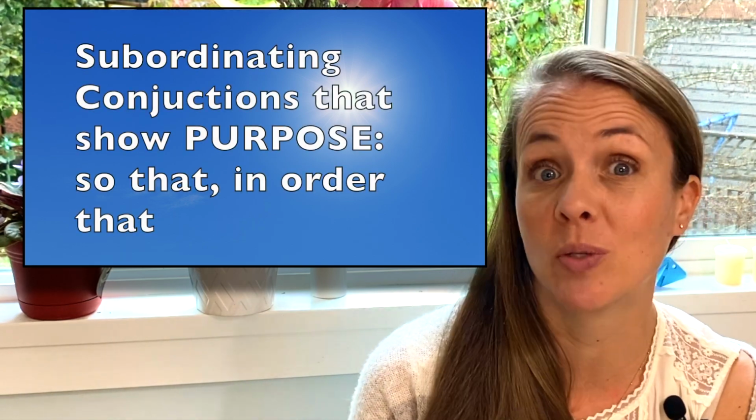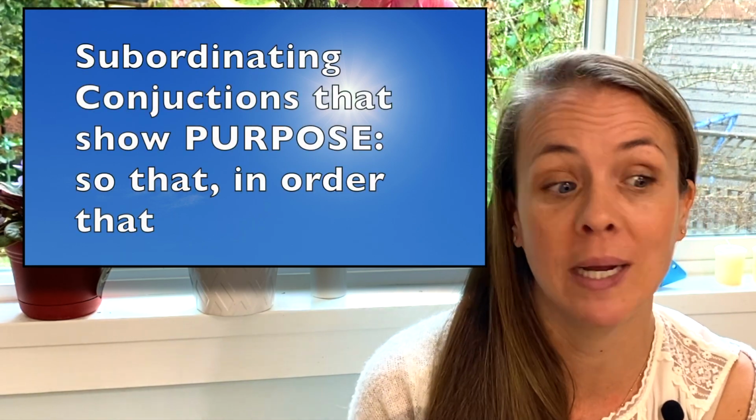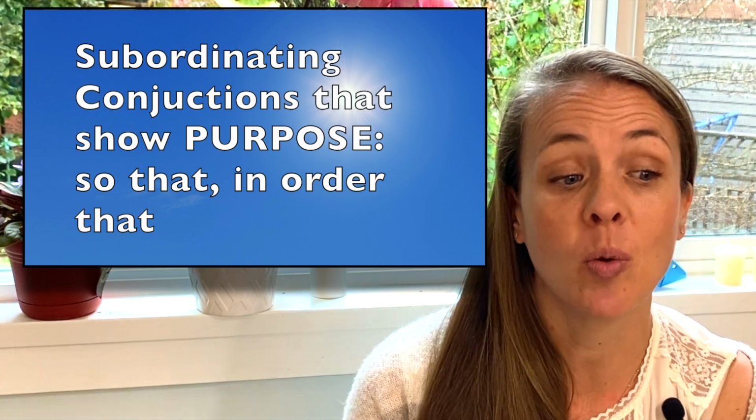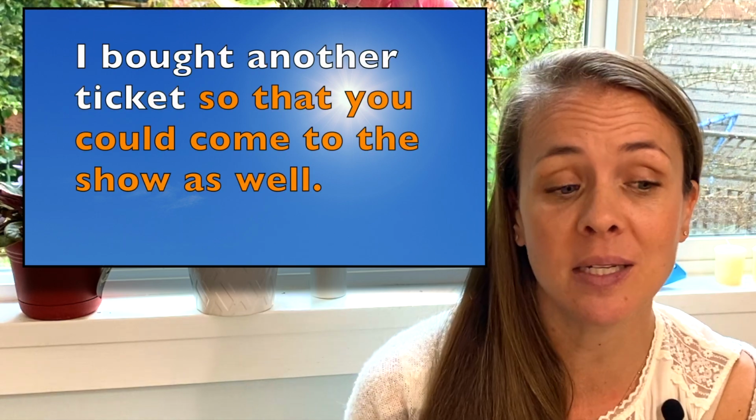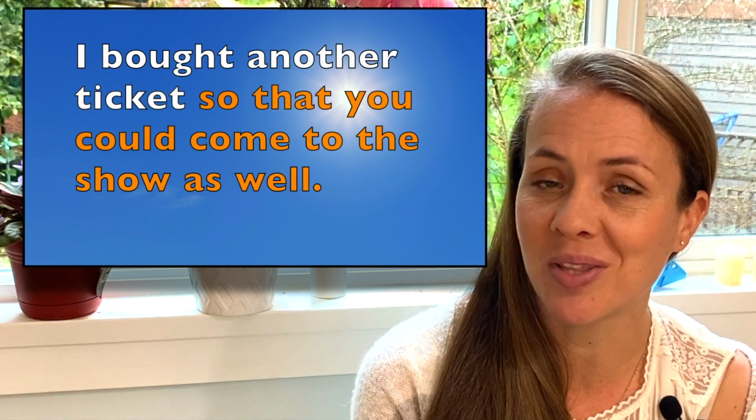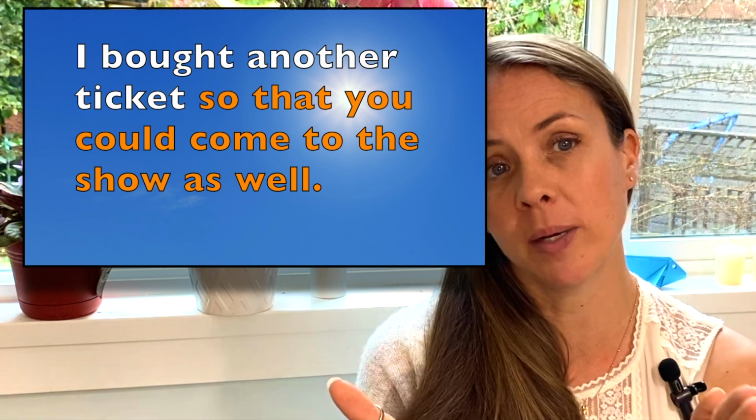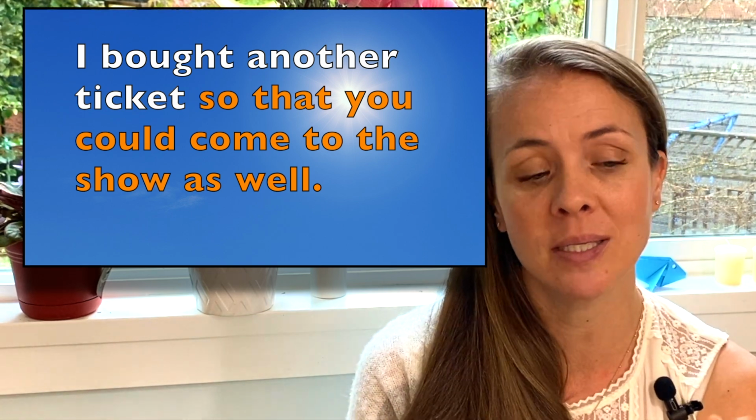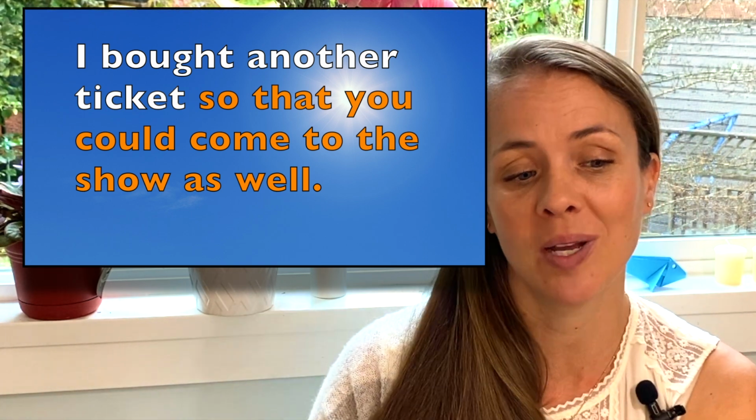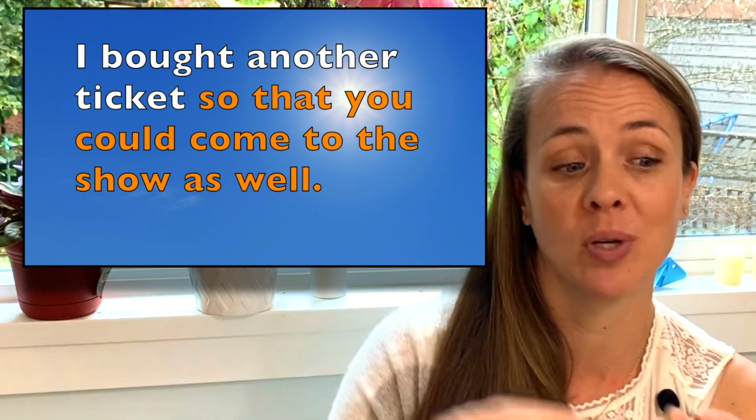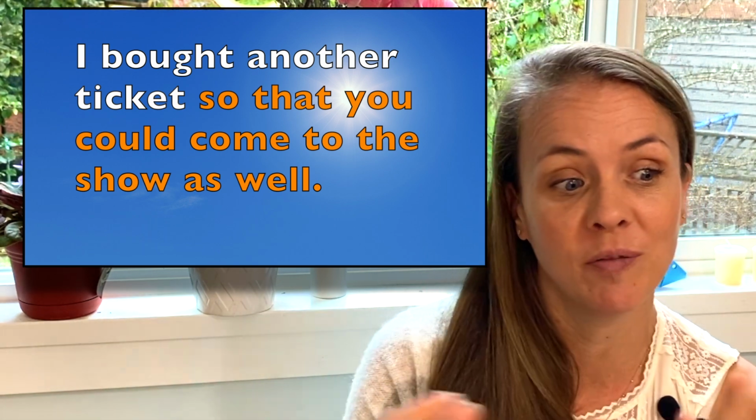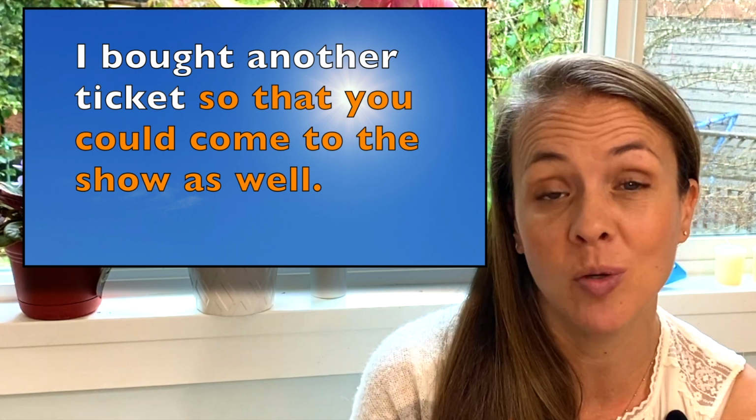Purpose shows why something happens, so that, in order that. I bought another ticket so that you could come to the show as well. So "I bought another ticket" is the main clause. "So that you could come to the show as well" is the subordinate clause. It gives you more information about why you bought it.